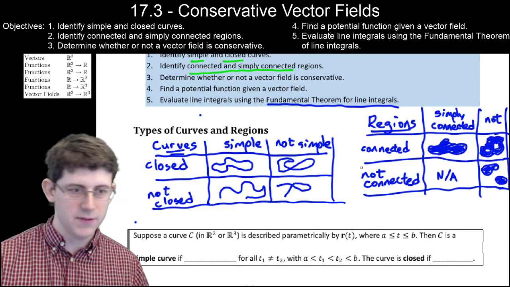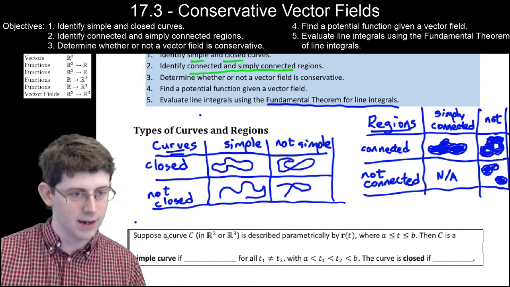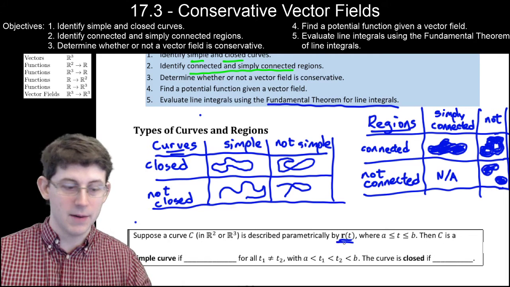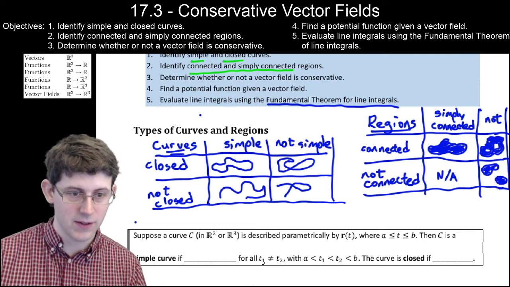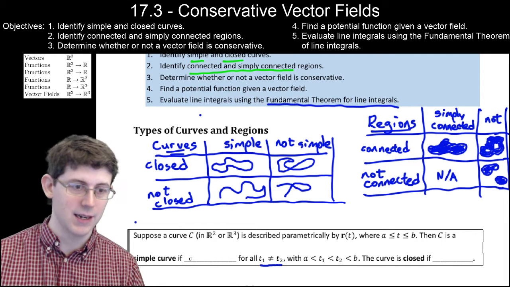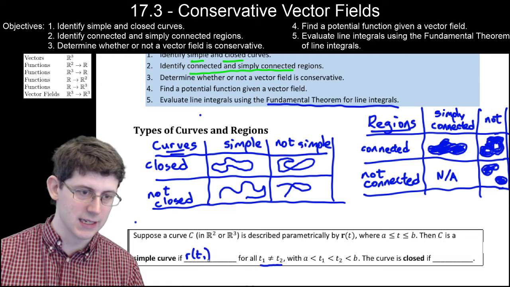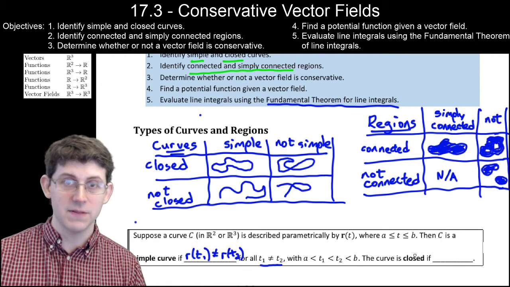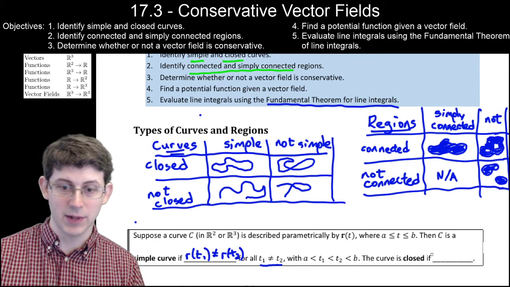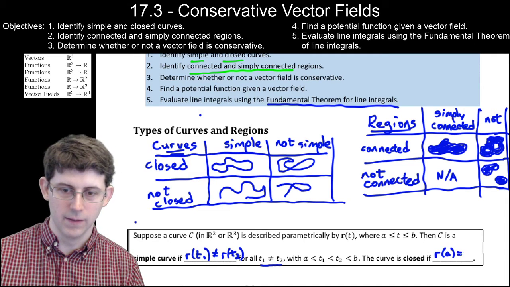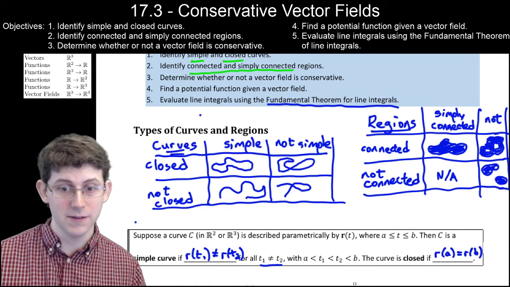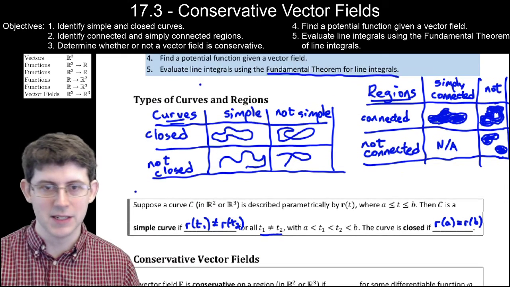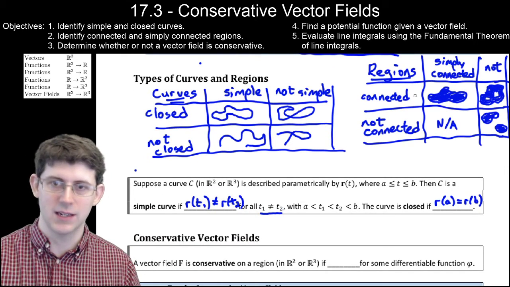Yeah, so if you try to write down definitions of this, you can do that. If you have a curve C and it's written parametrically, then it's a simple curve if it never hits itself. So that means if you pick 2 different times, then you end up at 2 different places. And then the curve is closed if you start and end at the same place. So these are our definitions of simple curve and closed curve. I don't think we're going to try to write down definitions of connected and simply connected. We're just going to use these pictures.